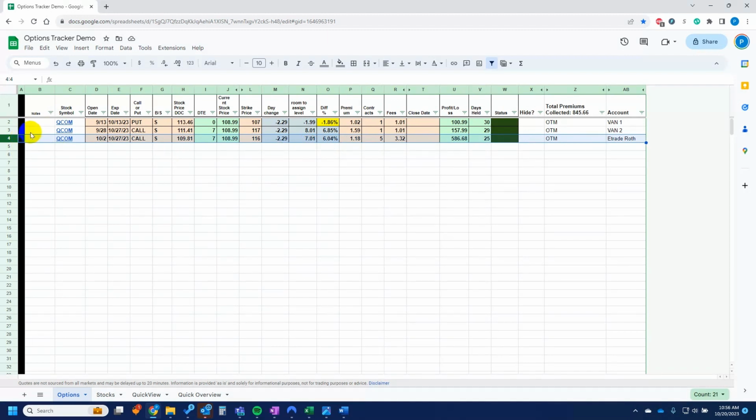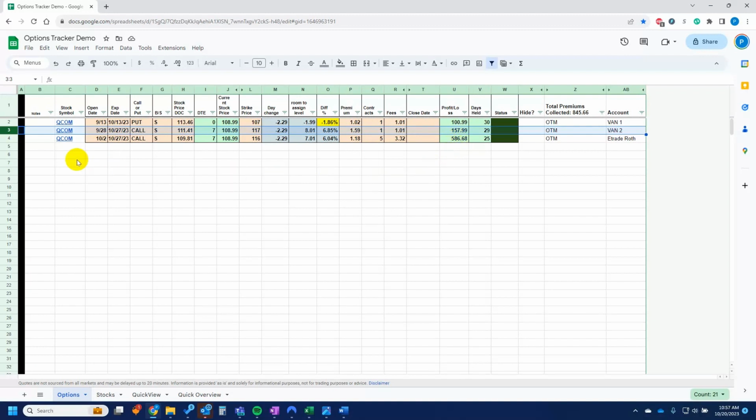These other two are similar. There's another call where I agreed to sell 100 shares, Qualcomm again, in a different account, for $117. And that was done when the stock price was $111. I got a $1.59 premium on that, times 100 shares, less the fees, $157 I got for that transaction.